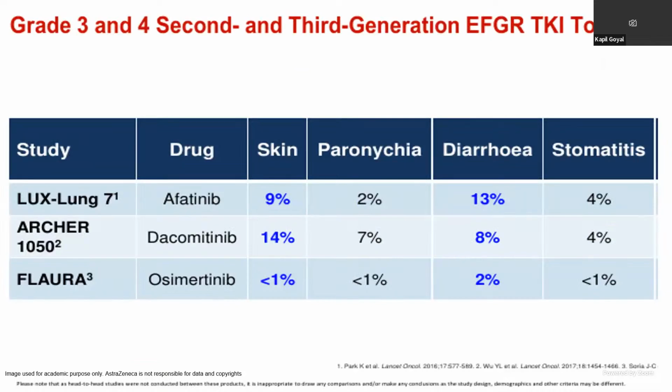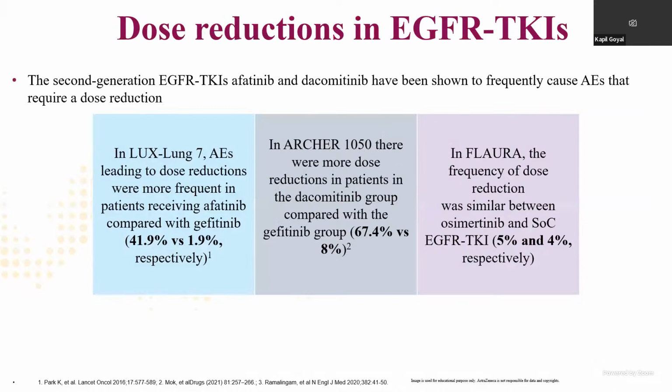So if we talk about the skin toxicity and the diarrhea, afatinib was the most toxic, causing diarrhea in 18% of the patients, while dacomitinib caused skin toxicity in 14% of the patients. While we see osimertinib is fairly well tolerated, causing grade 3 skin toxicity or diarrhea or any kind of toxicity in only 1 to 2% of the patients.